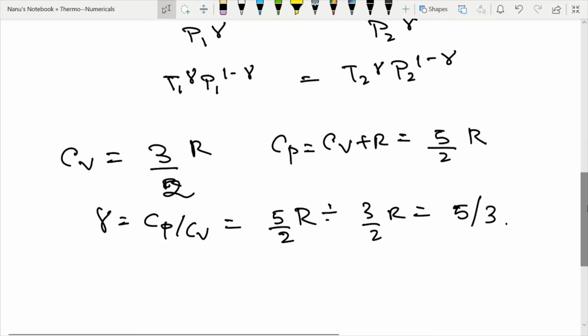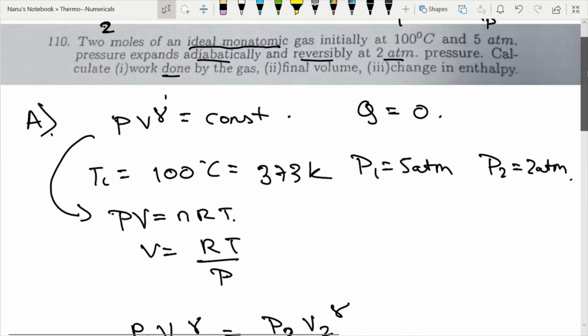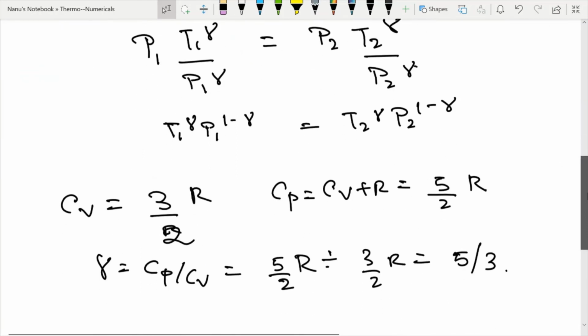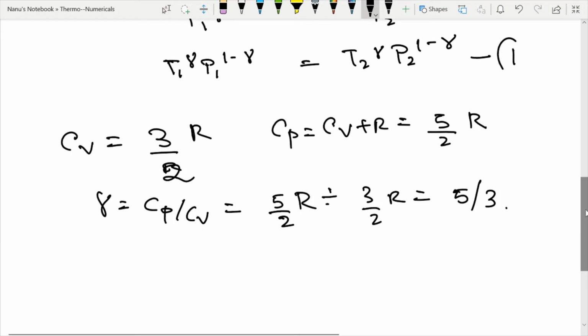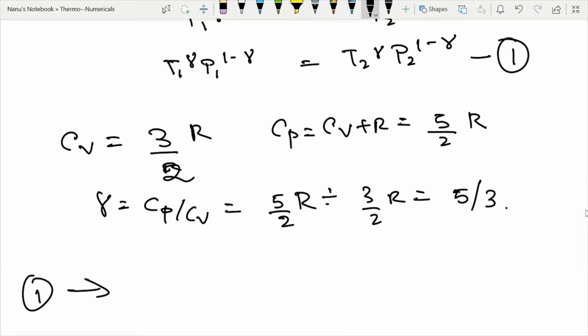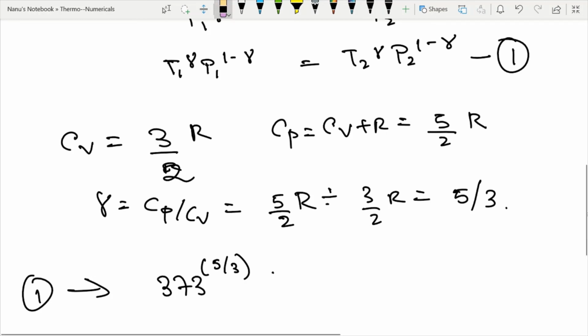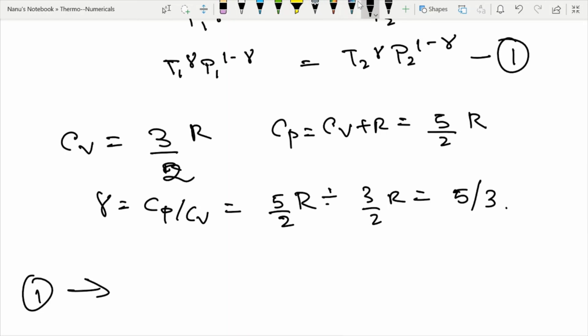And so T1 is 373, P1 is 5, P2 is 2. Let me replace this in this formula. T1 was 373, gamma is 5 by 3, and P1. Over here, if we write all the powers separately, it will become a bit tough. So I'll just show you how to do it. You can simplify it, and in the end you put all the values.